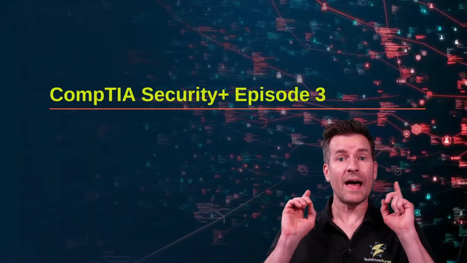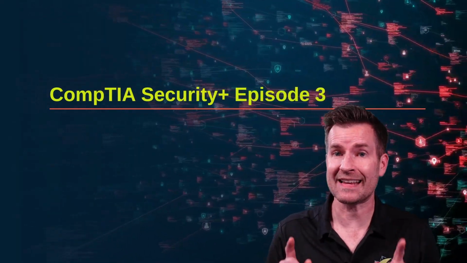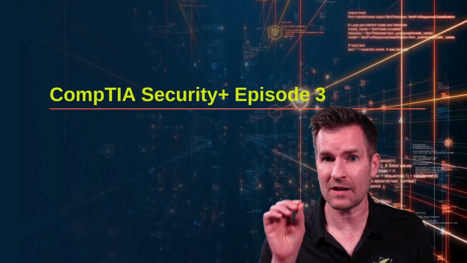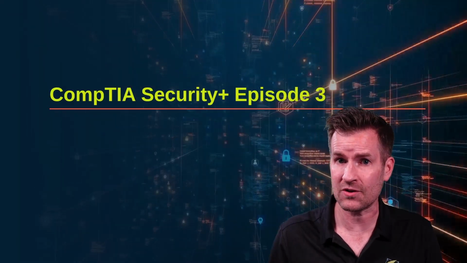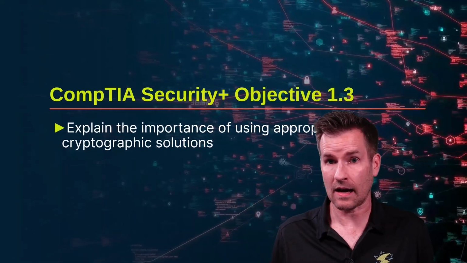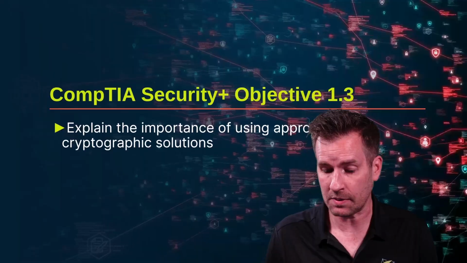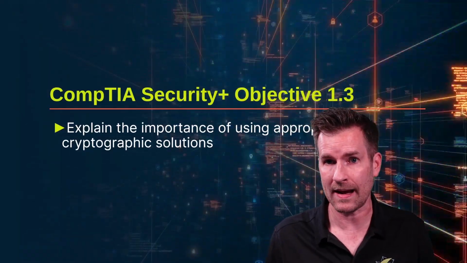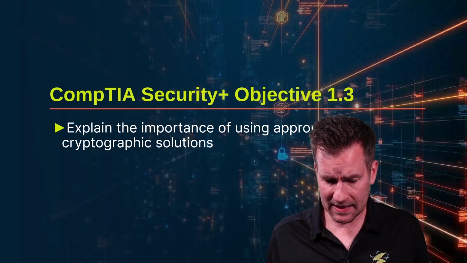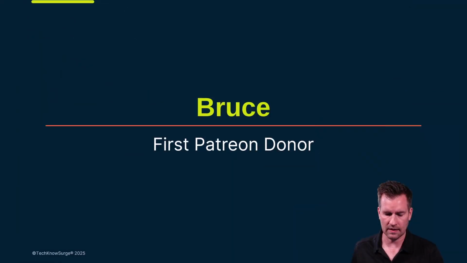All right, welcome to episode 3 of our CompTIA Security Plus certification exam series, where we're going to be covering each one of those objectives to make sure that you nail down that information and are prepared for that test. So what are we going to cover in this episode 3? It's all going to be around the CompTIA Security Plus objective 1.3. So domain 1, objective number 3 here, which is explain the importance of using the appropriate cryptographic solutions.